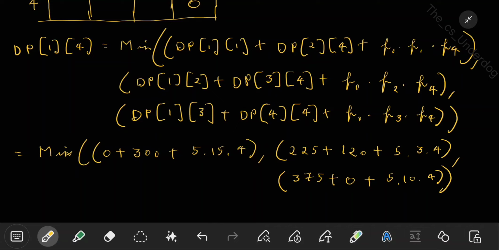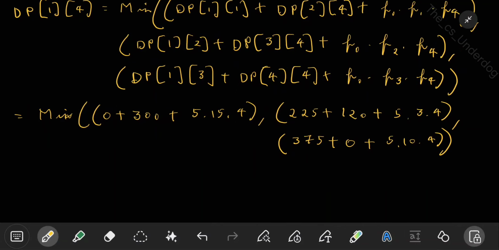How can you further solve this? If you solve this, you will get this is equal to minimum of 5 into 15 will be 75. 75 into 4. So that will be 300. So 300 plus 300, this will be a total of 600.